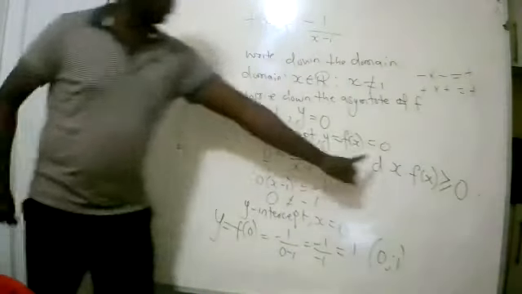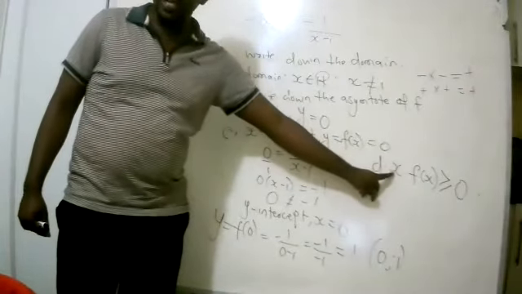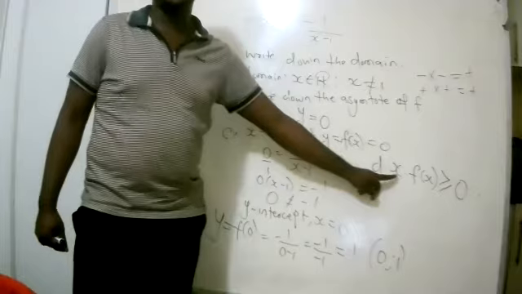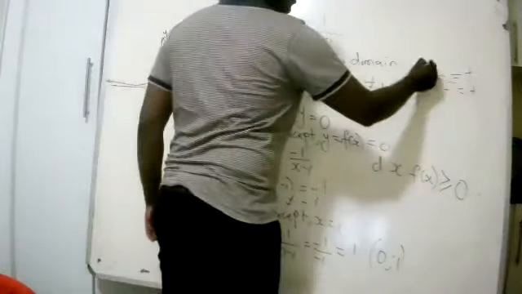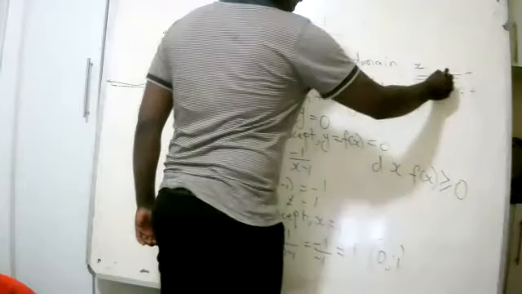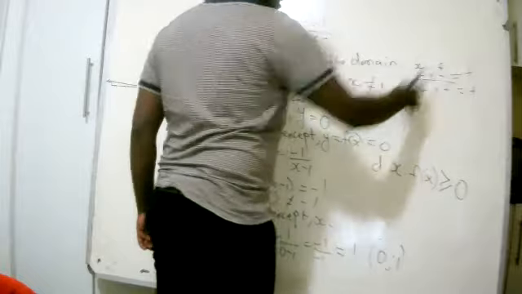So let's start by looking for a region where x is positive and another region where x is negative. We can first focus on this region where x is positive and where f is positive, and where x is negative and where f is negative.